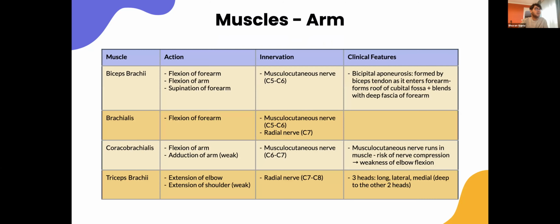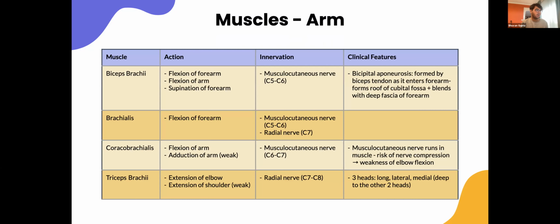So looking at all the arm muscles, we have our biceps brachii, brachialis, and coracobrachialis. These are all flexors of the forearm, as well as flexion of the arm. And they do have some other minor actions like supination and adduction of the arm, but they're not the main actions of those muscles. They're all innervated by the musculocutaneous nerve, really important to know. And that makes sense when we look at where the musculocutaneous nerve goes. And then the brachialis as well has some minor innervation by the radial nerve in the lateral portion.